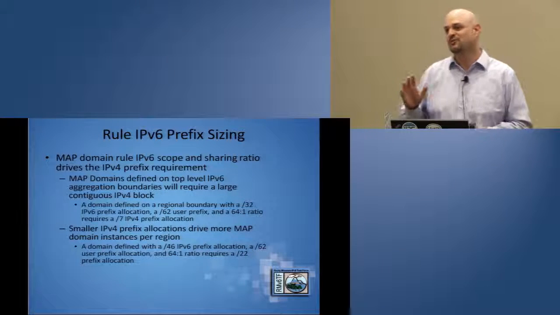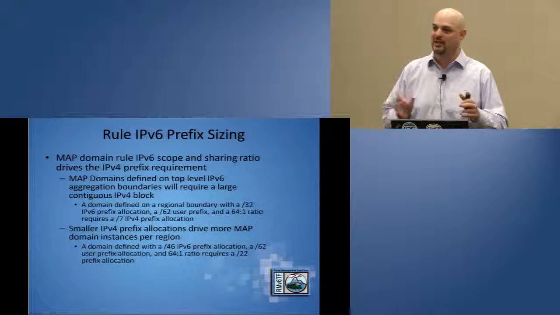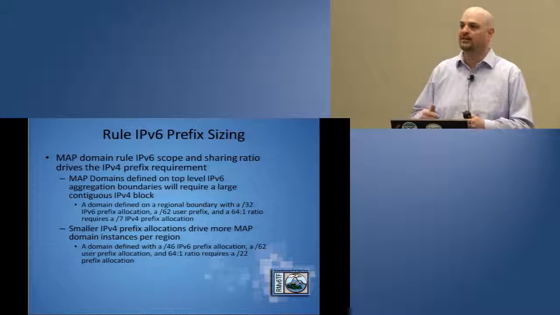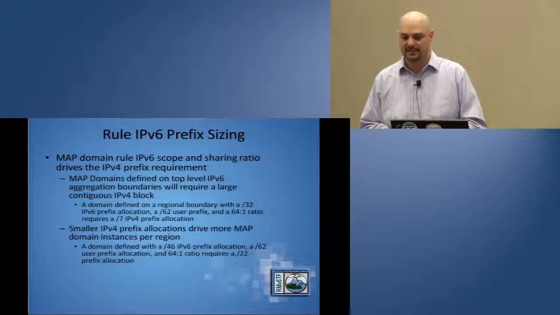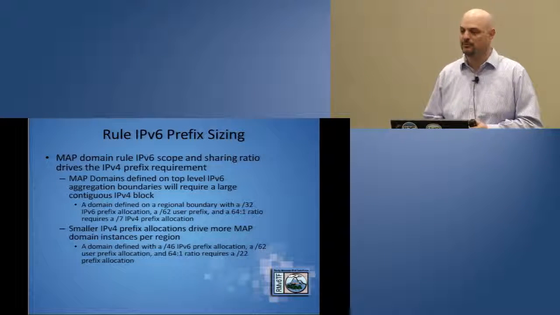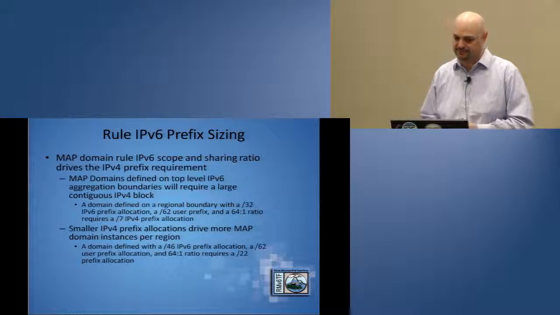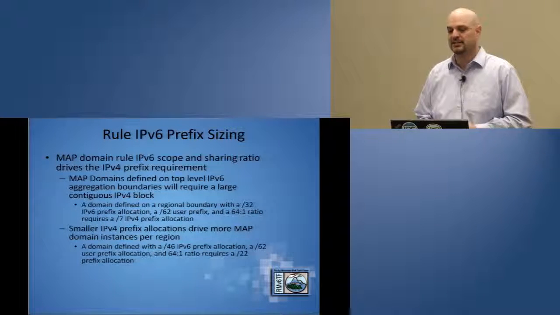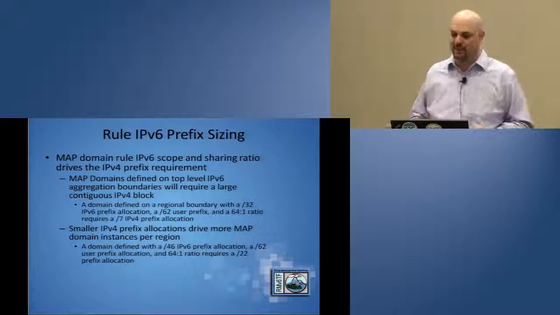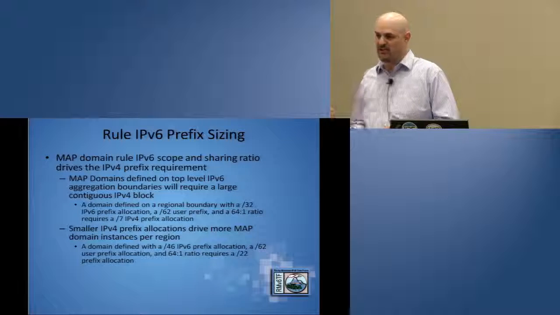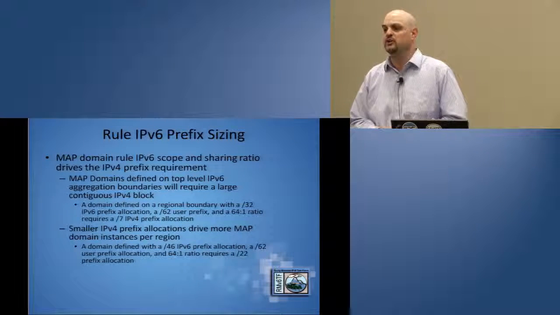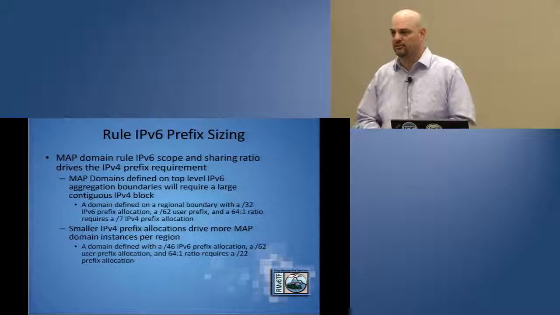And so when you deploy MAP, you really have to think about how you lay things out, how you do your sharing ratios, what you're going to allocate your customers in terms of IPv6 prefix, and where you do it, so that you can have something more manageable. So I give an example here of something that would generate a /22 deployment. And for a service provider, a /22 is very doable. We have lots of contiguous /22 blocks.